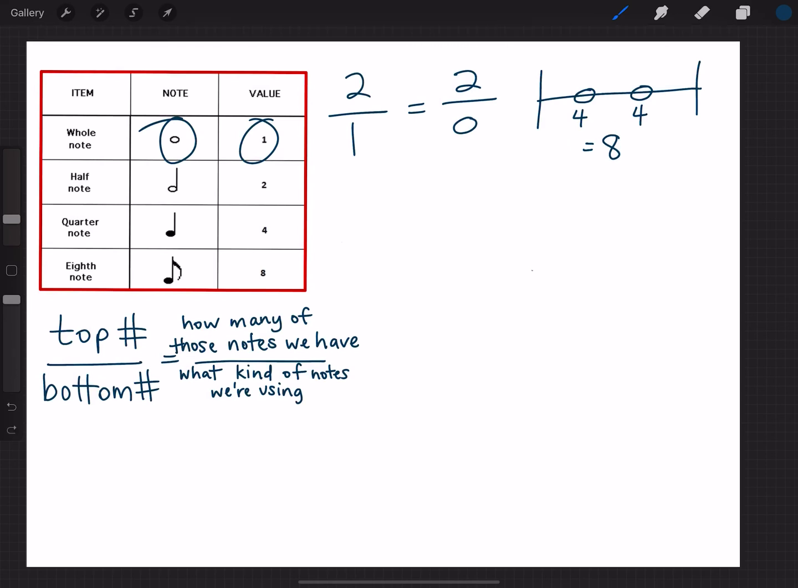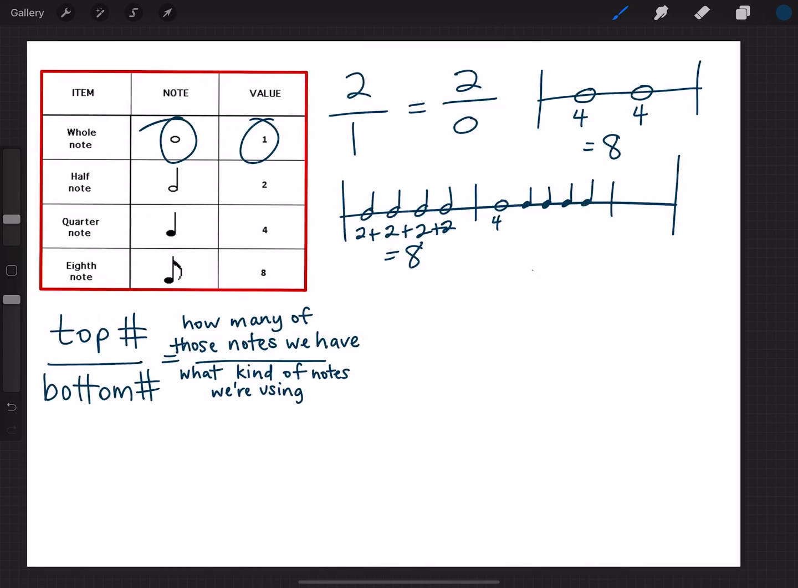So again, if we were to write in some music, we could have 1, 2, 3, 4 half notes. A half note is worth 2 beats. 2 plus 2 is 4, plus 2 is 6, plus 2 is 8. So that works. I could have a whole note and 4 quarter notes. A whole note is 4 beats. 4 plus 1 plus 1 plus 1 plus 1, all of that would equal 8. Right?